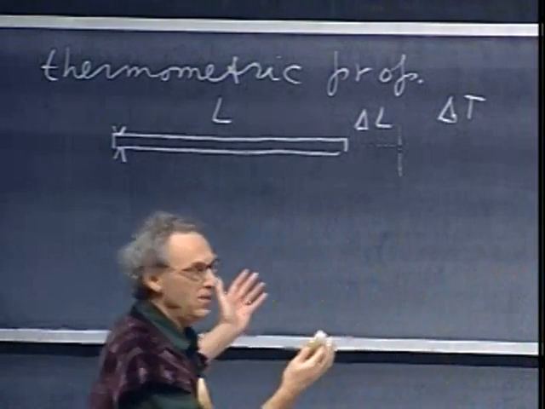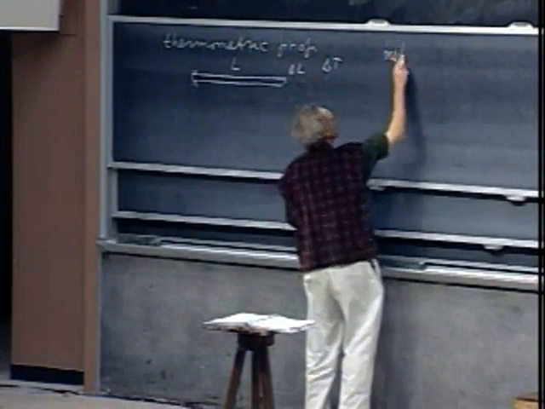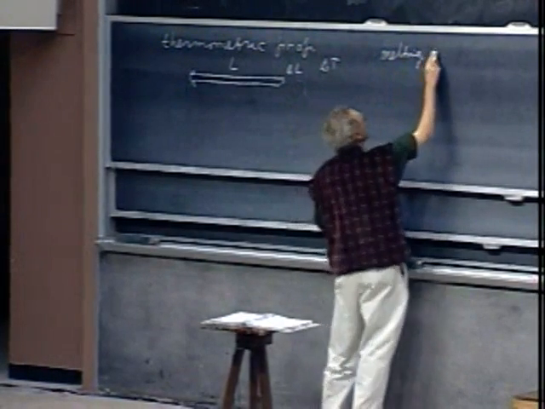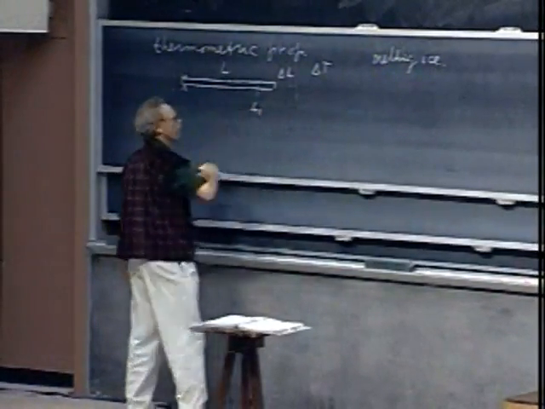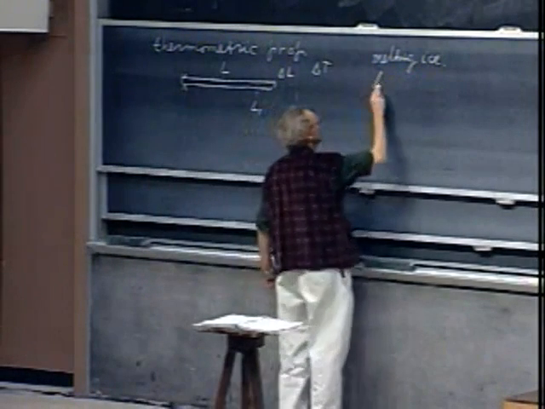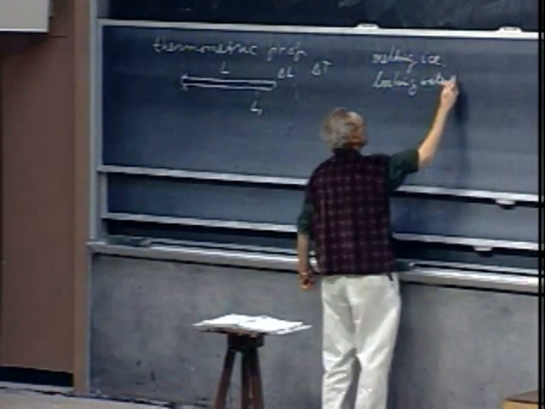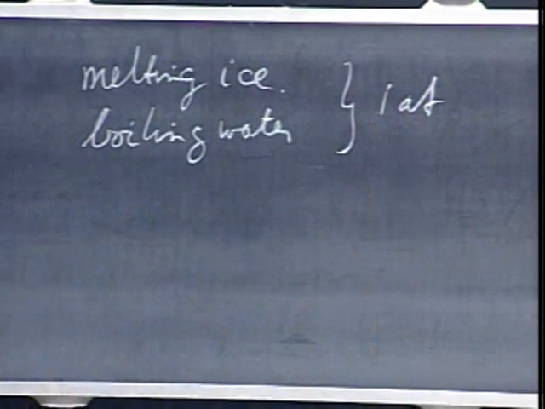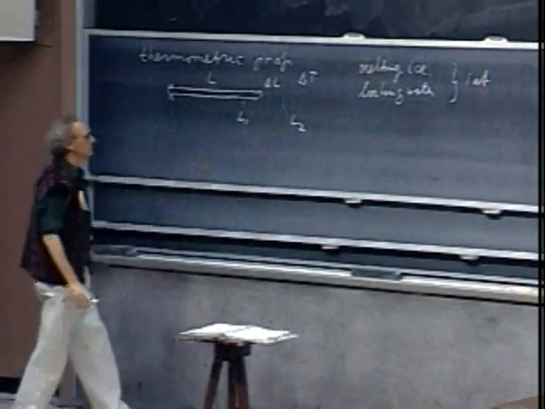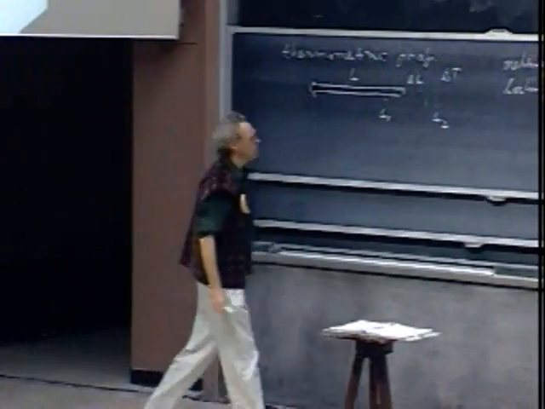I could put the whole thing in melting ice, and say, aha, the length then is L1. Then I could put the whole thing in boiling water, and I do that at 1 atmosphere pressure. And then I say, aha, I call that the length L2. And those are my reference points for my temperature scale.